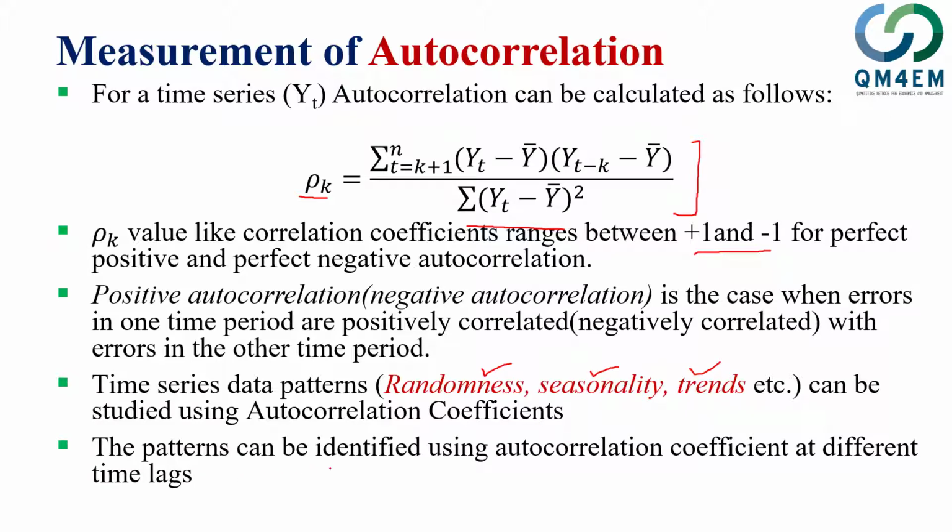The pattern can be identified using the autocorrelation coefficient at different time lags. So you can find the patterns of seasonality or trends through studying the autocorrelation coefficient at different time lags. We are not going to see that right now in this particular regression analysis context, but in general, the autocorrelation coefficient at different time periods has been very useful for tracking seasonality, trends, or randomness in time series data.